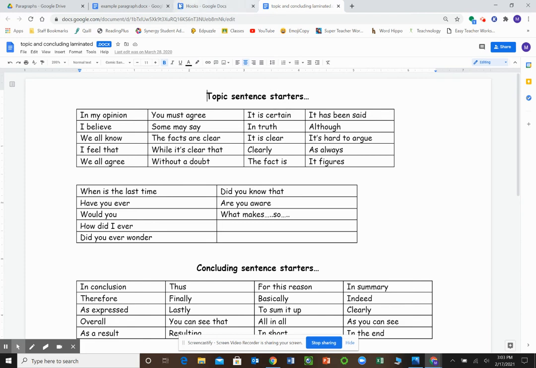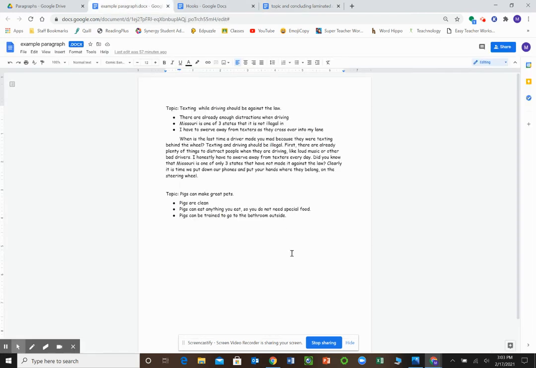It's when you get to that document that says example paragraph, you will be given a topic and you'll even be given the 3 details. You should always have at least 3 supporting details that go along with your topic sentence. If you can't come up with 3, then maybe your topic sentence isn't strong enough. Maybe you need to come up with a different idea. So what I've done is I've taken a topic, texting while driving should be against the law.